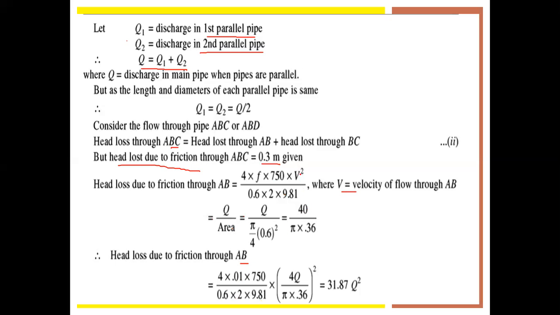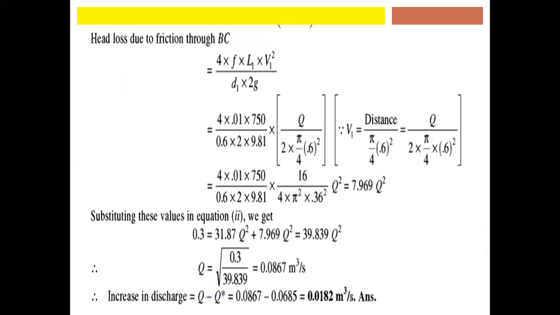So the V value: V is equal to Q by area. V_AB is equal to Q by area. Therefore, the V value is here, so take its square. Now you are getting 31.87 Q square. Now taking the second one, take it at BC.